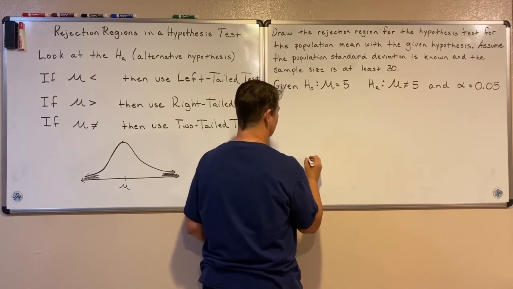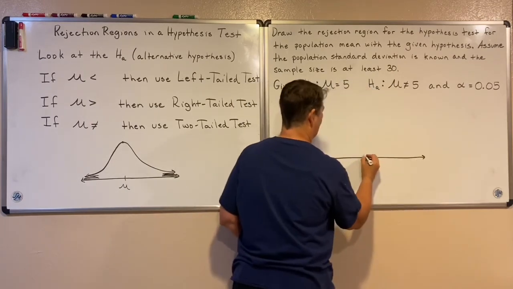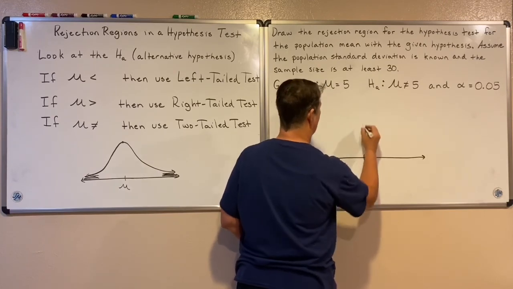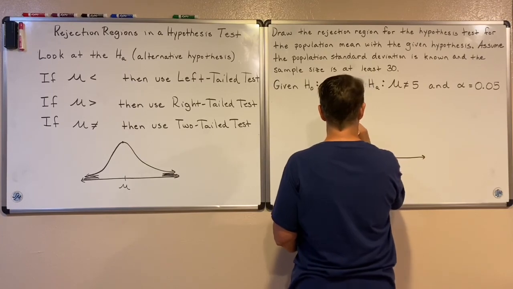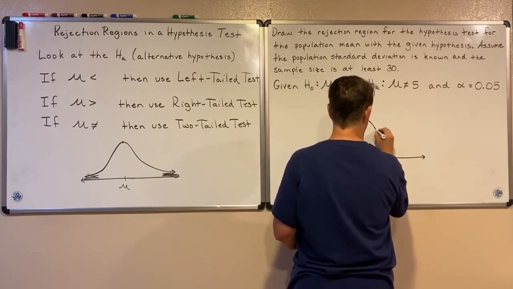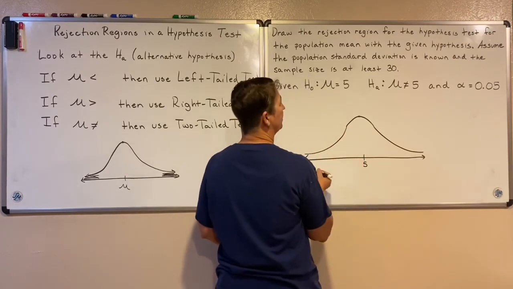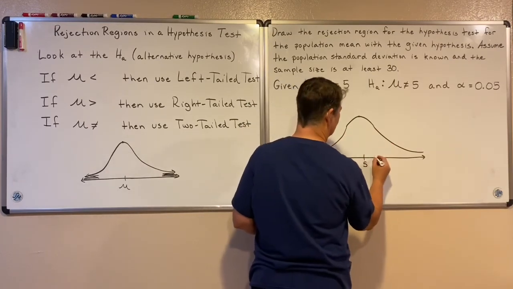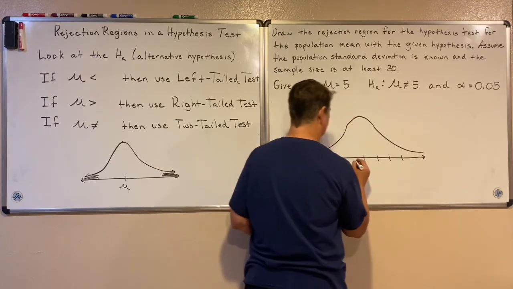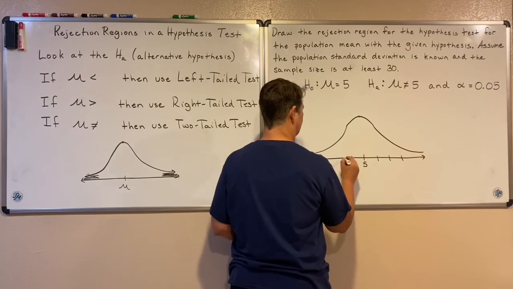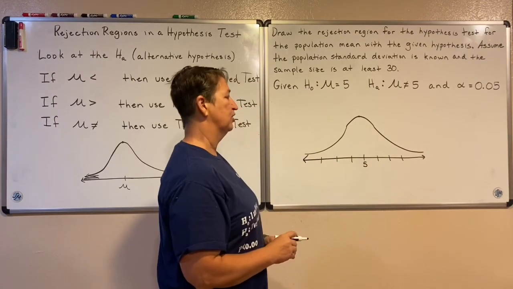So if I were to draw that normal distribution, and I put my mean of 5 right there in the middle, and then I draw a normal distribution from that, then I'm going to just draw my standard deviations on there, just to show that there are those deviations. 1 standard deviation below, 2 standard deviations, 3 standard deviations below.